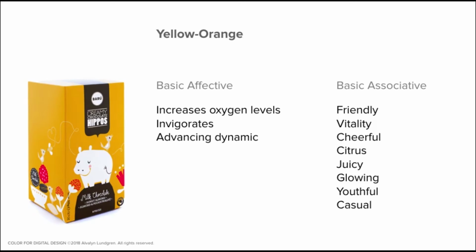Yellow-orange is also, because of the presence of red, similar to orange. It does not energize as much as orange does because it has a lot more yellow in it. But it's a friendly color. It's a youthful color. It's casual. We associate it with citrus fruits. There's a sense of it being juicy. We think of it as a warm glow as opposed to heat. There's a lot of ways in Western culture we use yellow-orange in design.